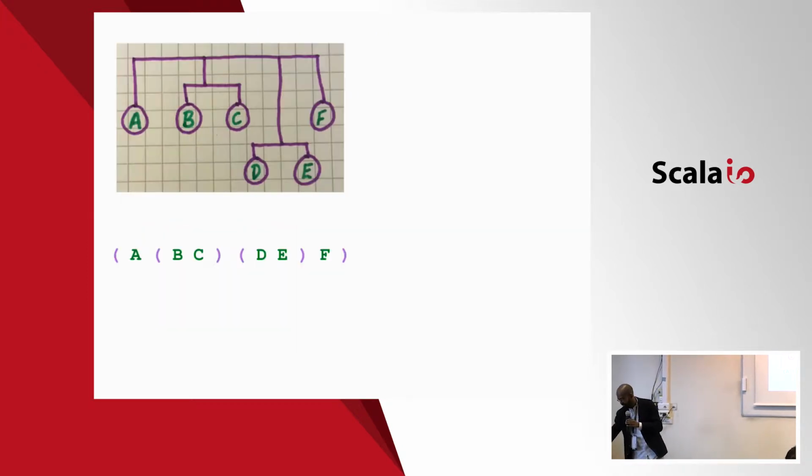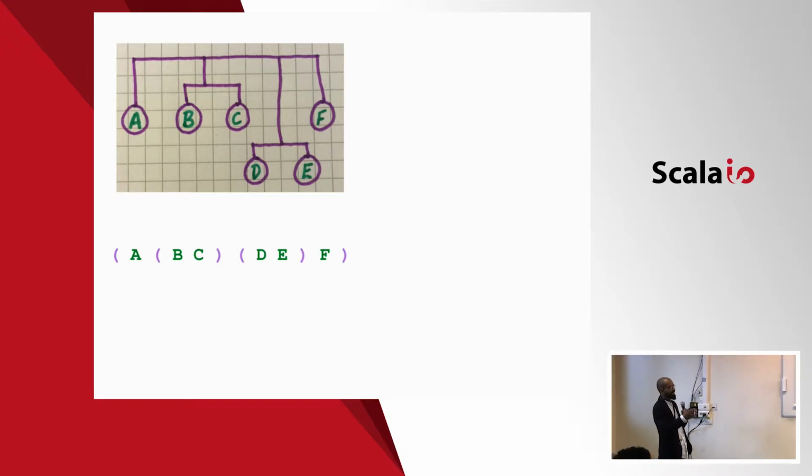OK, this is the kind of trees we're going to be talking about. So here's an example of this tree. You have A, B, C, D, E, and F. So the paper starts by asking, how do you refer to the position D without losing the context of the rest of the tree, right?